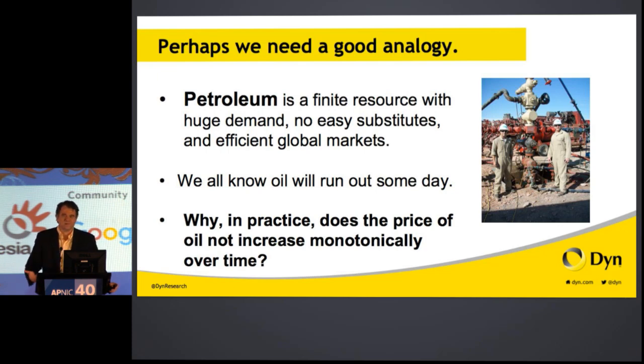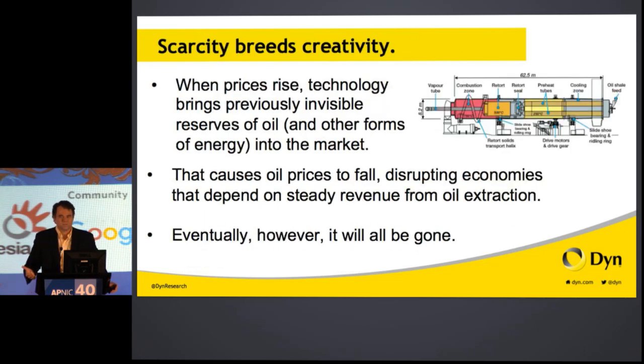That's kind of weird, right? Why is the price of oil not monotonically increasing every day? Well, it's because people respond to that demand. They respond to the moment-to-moment scarcity with the availability of different products, right? Not all petroleum in the ground is the same.